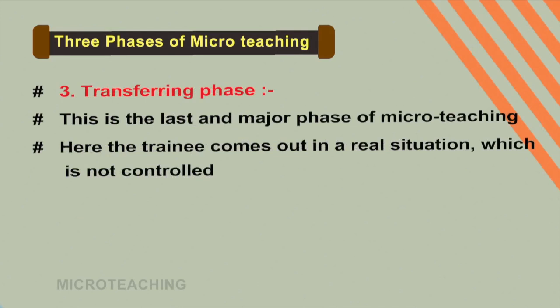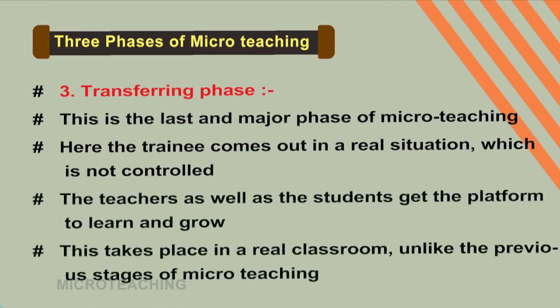This is the last and the major phase, because now you are actually dealing with the real situation, you are practically facing the world. When you are facing the real situation, it is not a controlled atmosphere. You have been practicing in a controlled atmosphere, but now you are facing something which is not at all controlled. So, here you get a platform to learn, to grow, to evolve, and at the same time you develop your own mechanism.